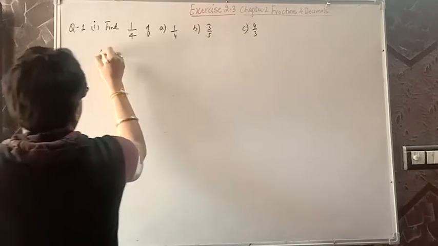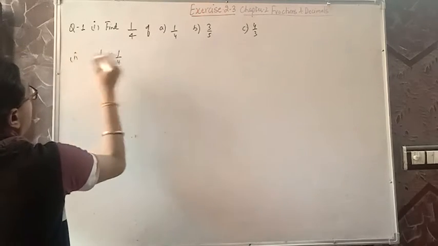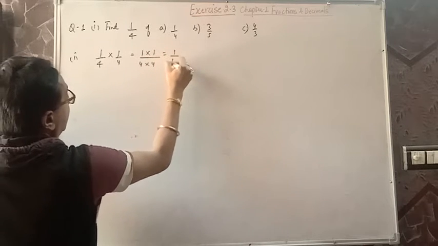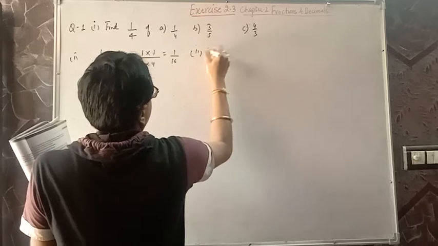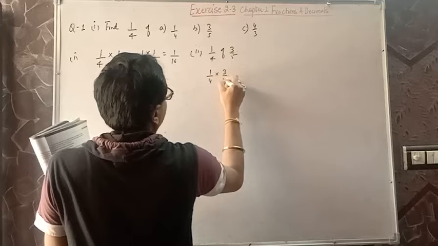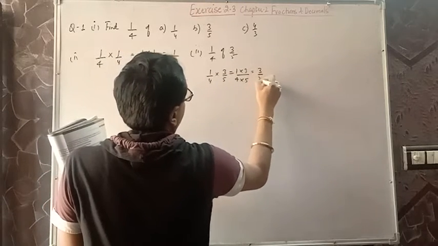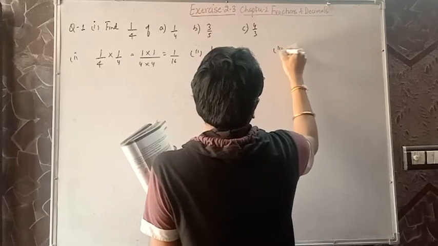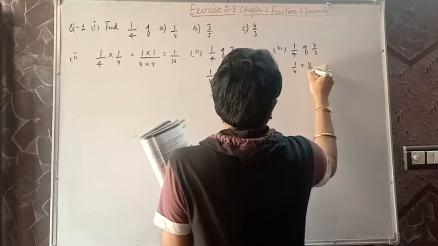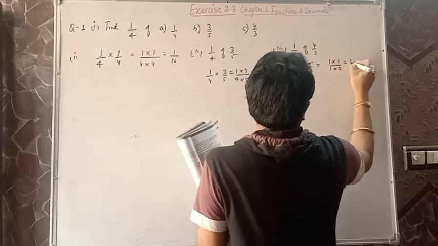Very simple. 1 by 4 of means multiply. First part: how do we do multiplication? Numerator into numerator, denominator into denominator, 1 by 16. Second part, 1 by 4 of 3 by 5 means 1 by 4 into 3 by 5, 1 into 3 over 4 into 5, answer is 3 upon 20. Third part, very easy, 1 by 4 of 4 by 3, 1 by 4 into 4 by 3, the 4s cancel, 1 into 1 over 1 into 3, 1 by 3.